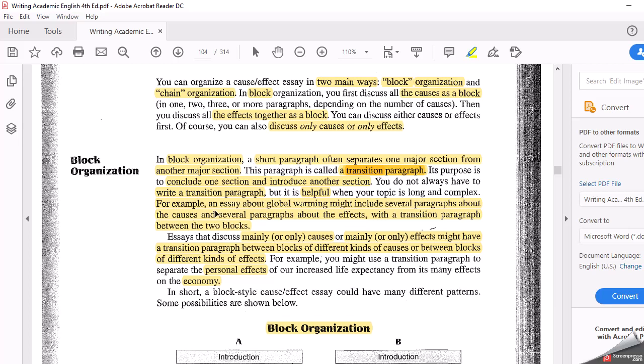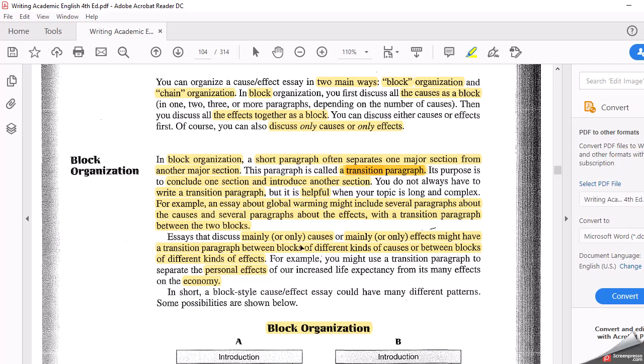For example, look, just concentrate and focus on this point. An essay about global warming might include several paragraphs about the causes and several paragraphs about the effects. Look, we have several paragraphs about what causes, and we have several paragraphs about what effects, with a transition paragraph between the two blocks. So we have block number one, block number two, cause, then transition paragraph, block number three, what? Effect, block number four, effect. So the paragraph here separates between the two types.